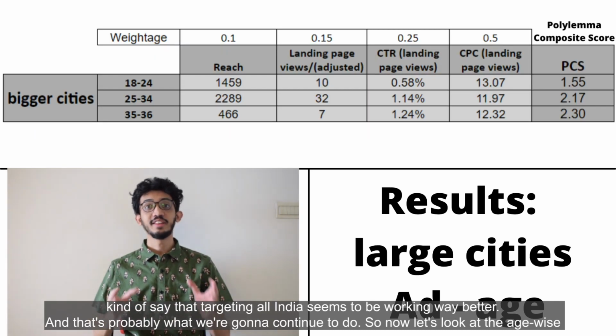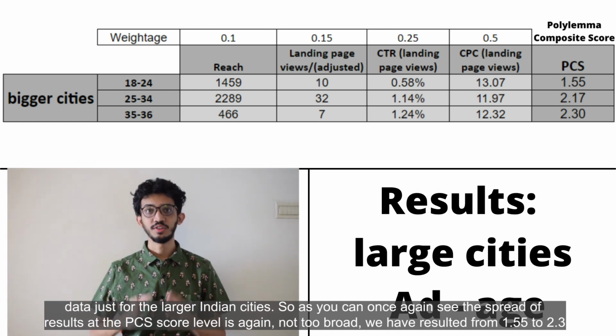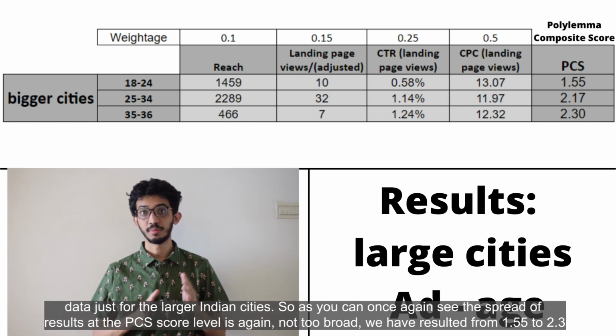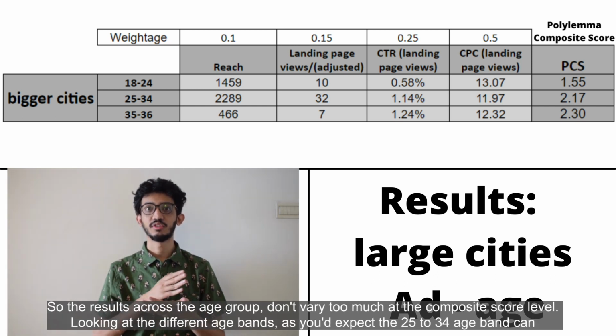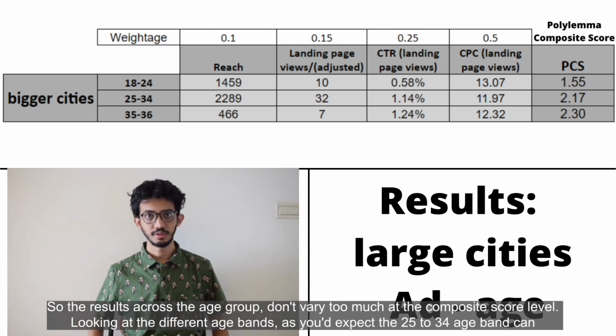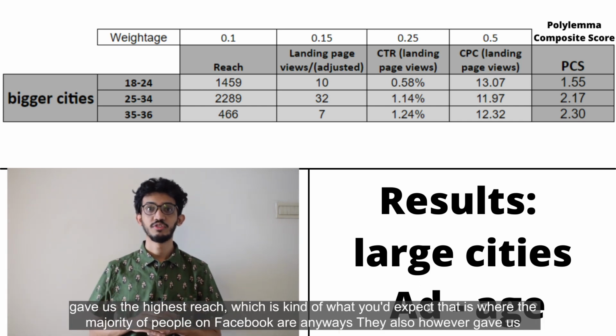Alright, so now let's look at the age-wise data just for the larger Indian cities. As you can once again see, the spread of results at the PCS score level is again not too broad. We have results from 1.55 to about 2.3. So the results across the age groups don't vary too much at the composite score level at least. Looking at the different age bands, as you'd expect, the 25 to 34 age band gave us the highest reach. That is where the majority of people on Facebook are anyways.